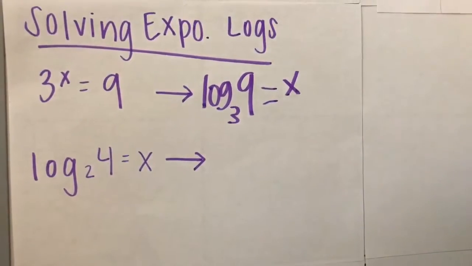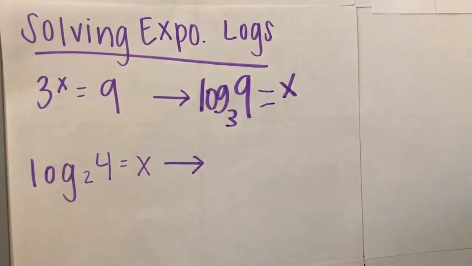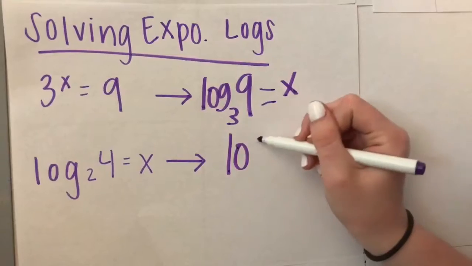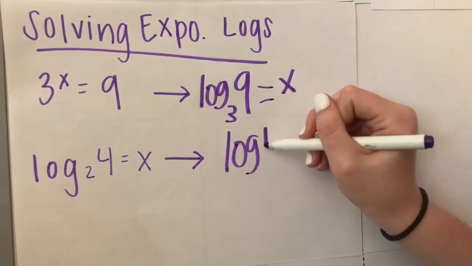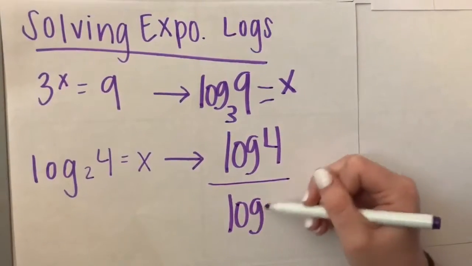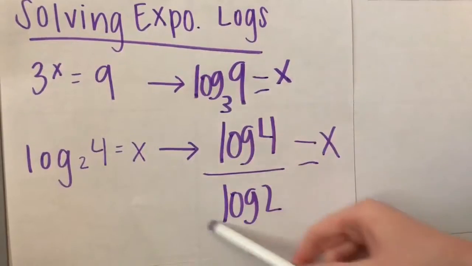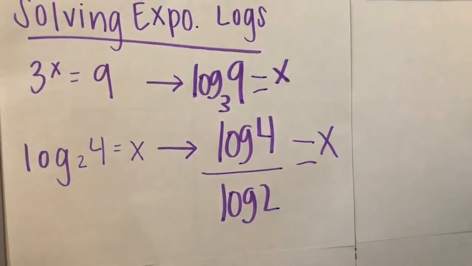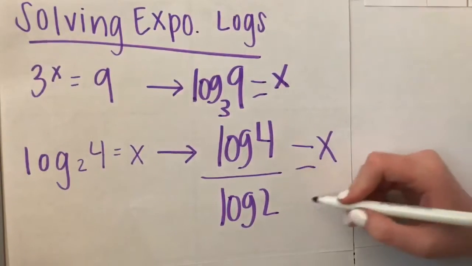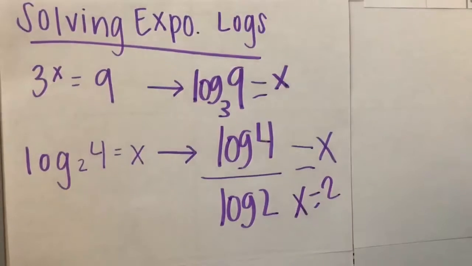The next thing we're going to talk about is how to solve for x when you're given log. So what you're going to do is take log 4 and divide it by log 2, and that will give you x. So this log 4 divided by log 2 is your exact answer. And when you plug that into the calculator, you're given x equals 2, which is your approximate answer.